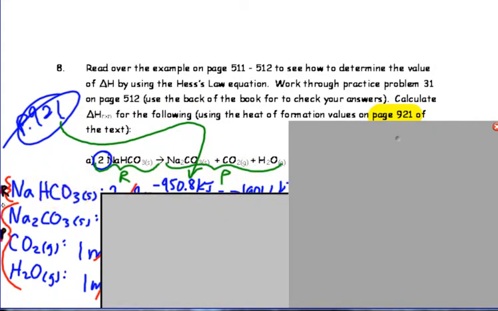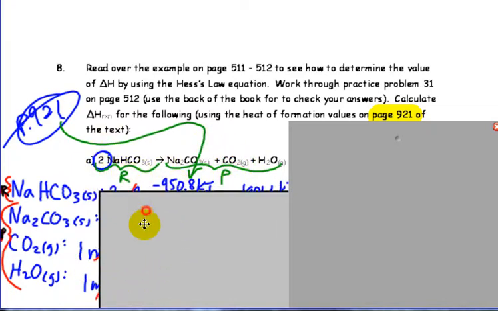So it doesn't hurt to label it. Here, the reactant is sodium bicarbonate, and my products are sodium carbonate, carbon dioxide, and water. Now, if we have more than 1 mole, on page 921 or that handout, those represent values for 1 mole. So if you have more than 1 mole in the question, you're going to have to multiply. The products here are all 1 mole, so there's no issue there.